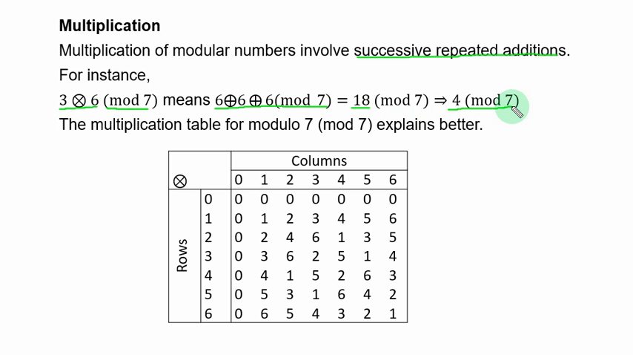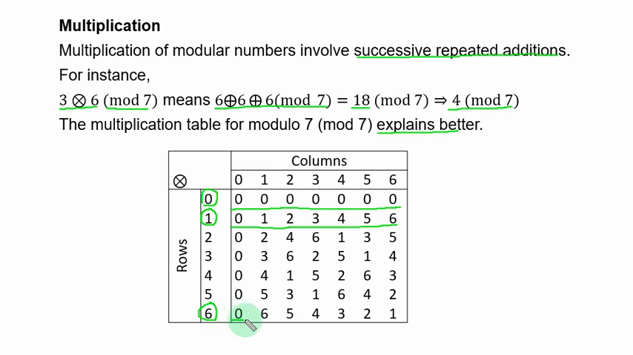The multiplication table for modulo 7 explains better. So this is the table. Notice that modulo 7 has 7 elements from 0 to 6. So you arrange them in row and column. You use the first element in the row to multiply all the elements in the column. You have 0, 0, 0 all through. If you use the second element in the row times each element in the column, you have 0, 1, 2, 3, 4, 5, 6.